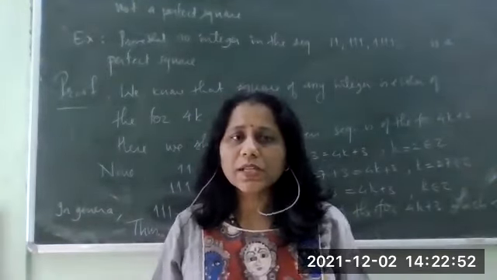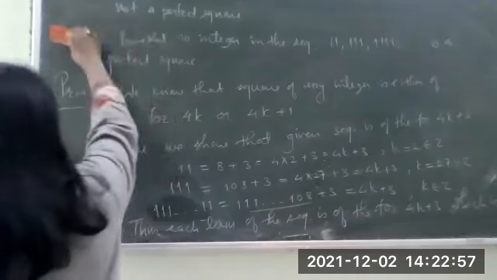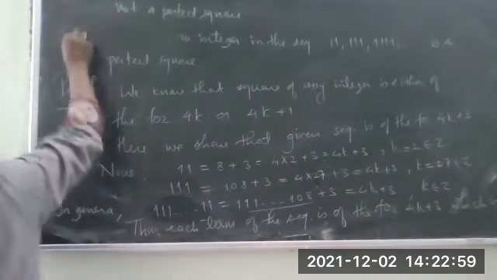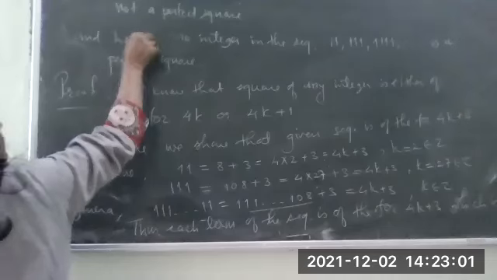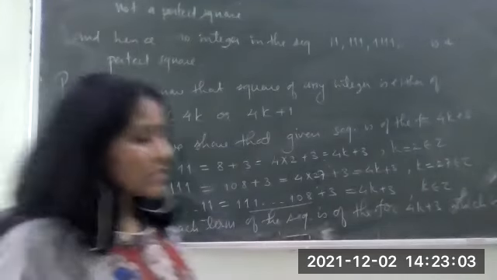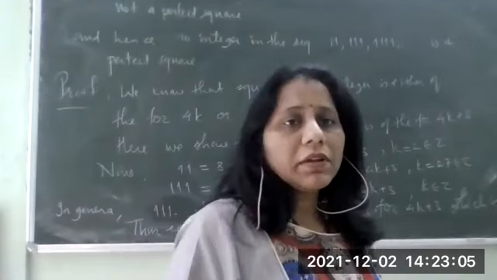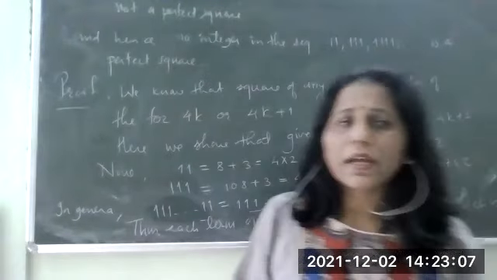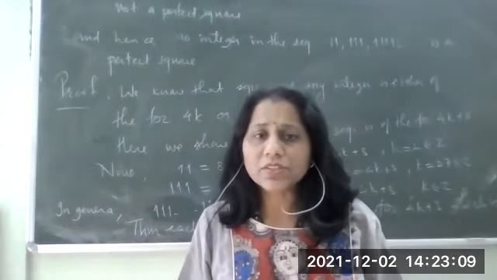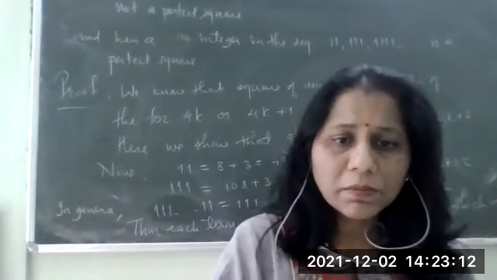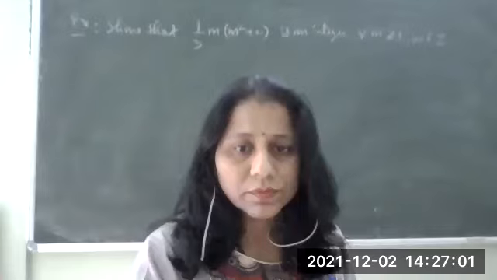So thus, and hence we can say that no integer in the sequence 11, 111, 1111 and so on is a perfect square. Okay, so this completes the proof.